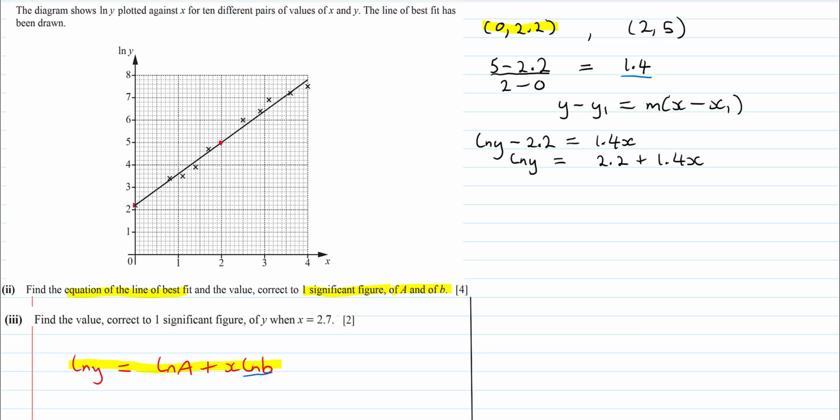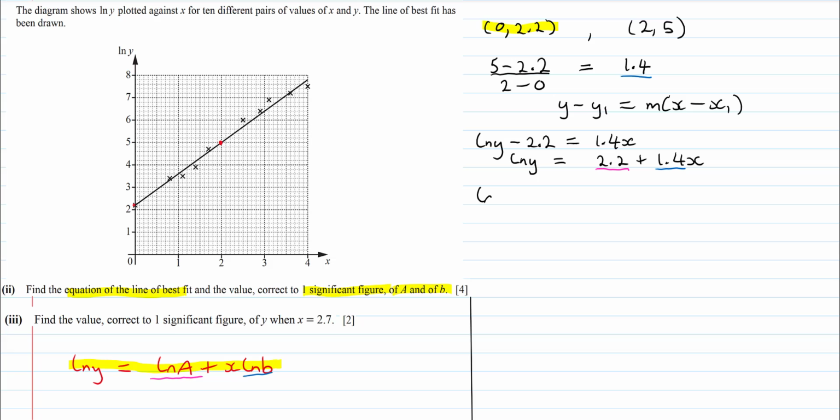So now we can use this to find the values of a and b, because our 2.2, which we've got here, well, that is going to be equal to our ln a, in our equation of ln y equals ln a plus x ln b, and our 1.4, well, that was equal to ln b. Okay, so now we'll go and solve for a and b.